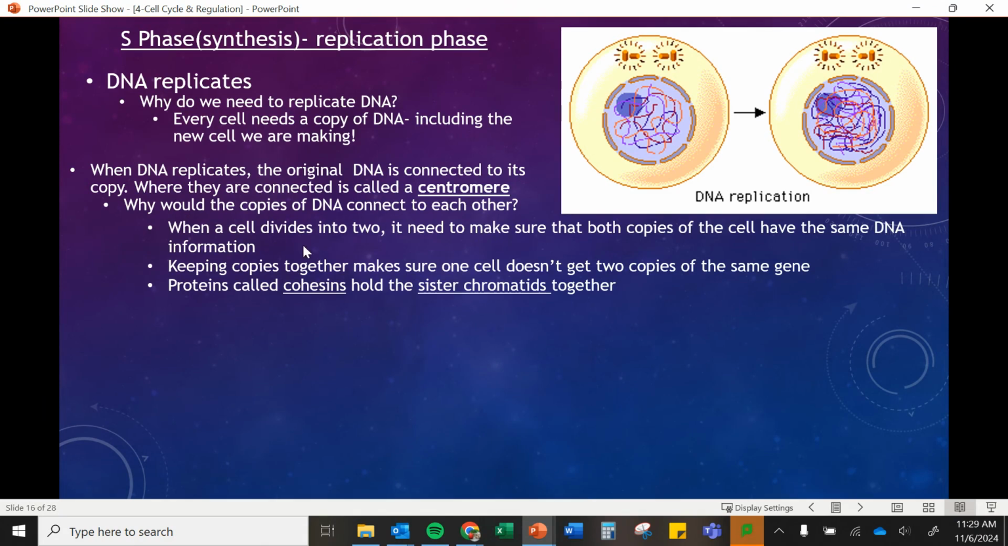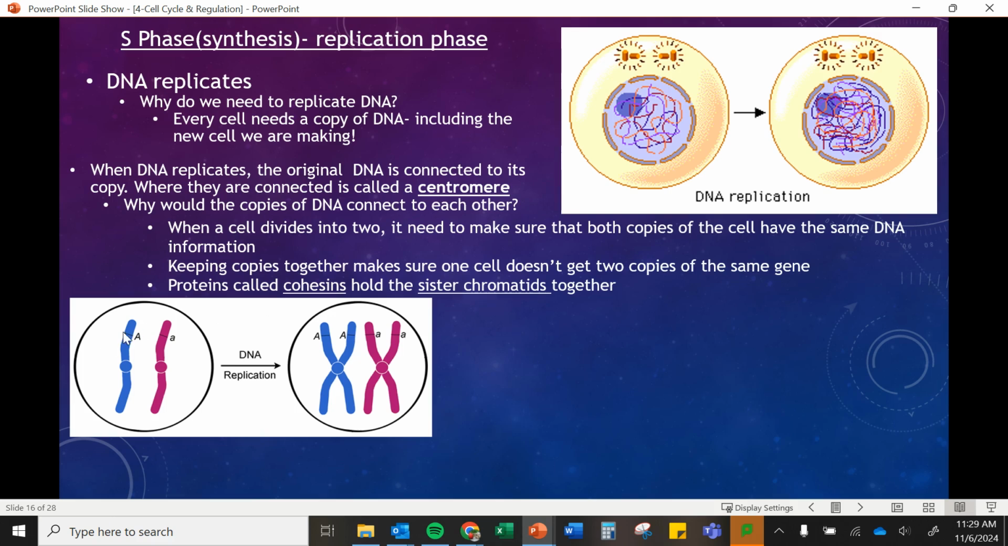The proteins themselves that make up the centromere are called cohesions, and they hold the 2 copies together. The 2 copies of the same chromosome are called sister chromatids, and they're held together at that centromere. So here's showing a chromosome, and then we replicate the DNA. We still have 2 chromosomes, but after replication, each chromosome is made of 2 sister chromatids that are attached at the centromere.